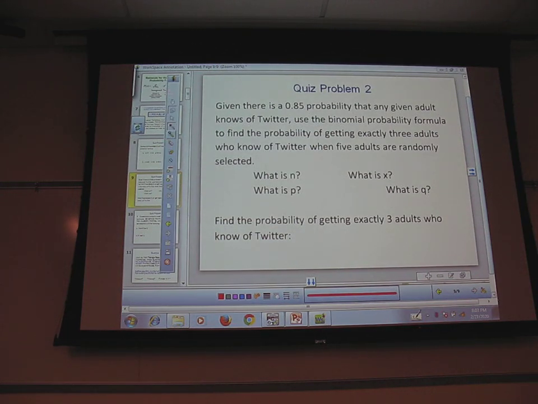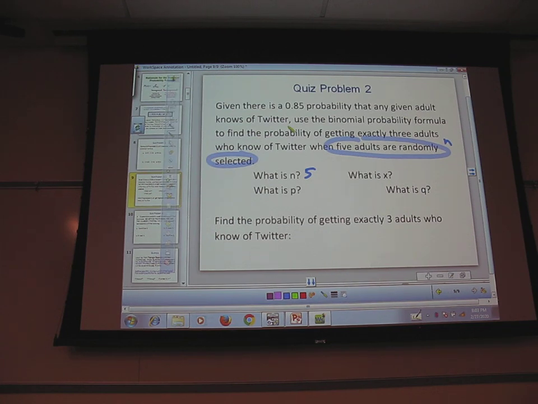What's n? It's my sample size. 5 adults are selected. That's my n. So my n is 5. Good. What's my x? 3. It's my 3, so how do you find it?